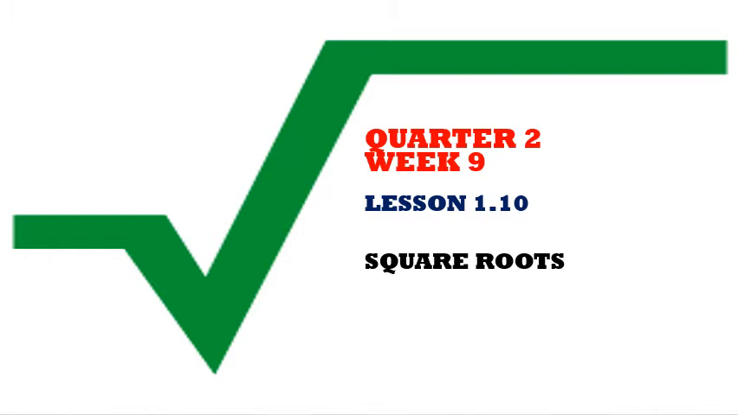So, what is a square root? Do you see this green symbol? This is the symbol of square roots, or this symbol is a radical sign which indicates square root. Okay? Understood? So, to understand it better, let us proceed.